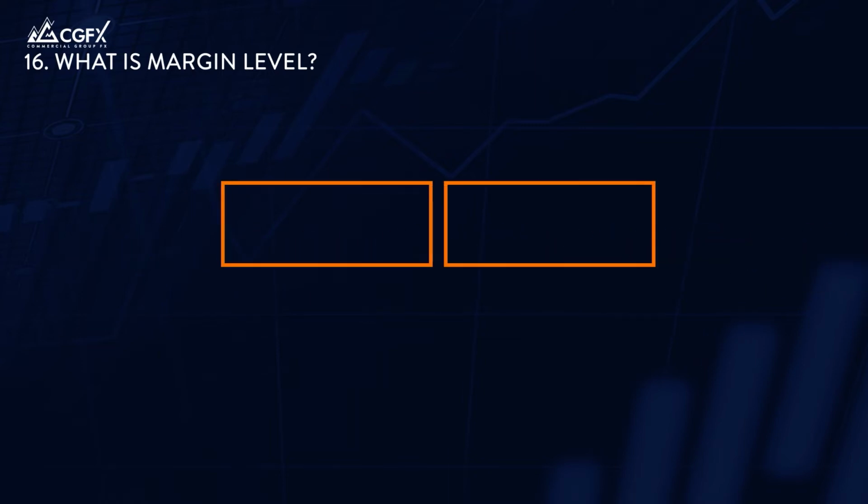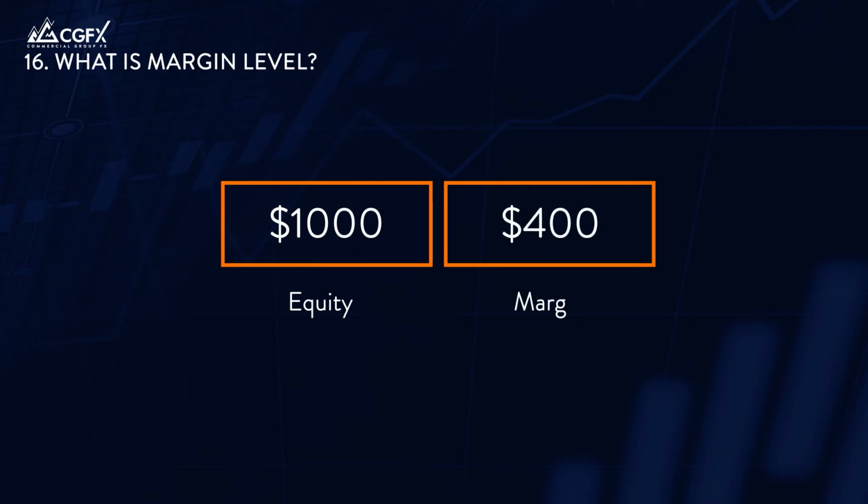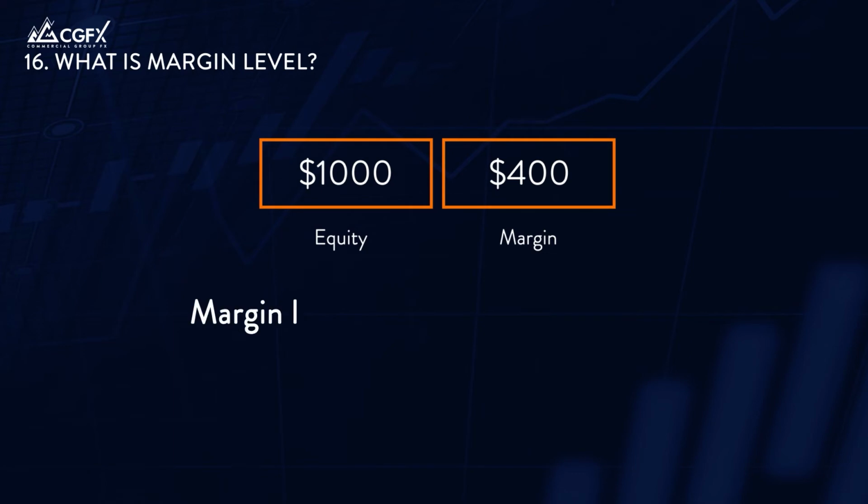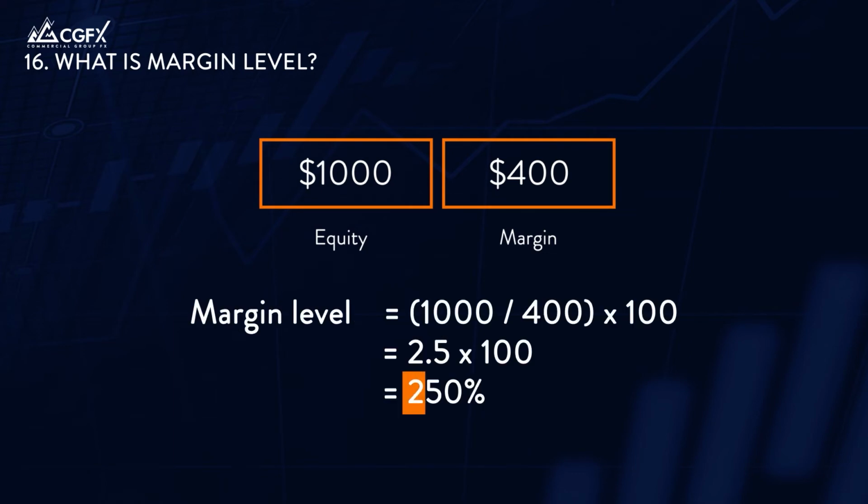Let's look at this example. Imagine you have an equity of $1,000 and you open a position that requires a margin of $400. Then the margin level will be 250%. This means that 250% of your funds are available to open a new position.